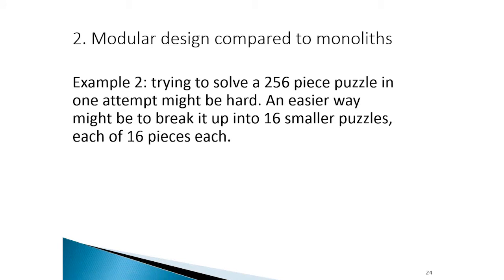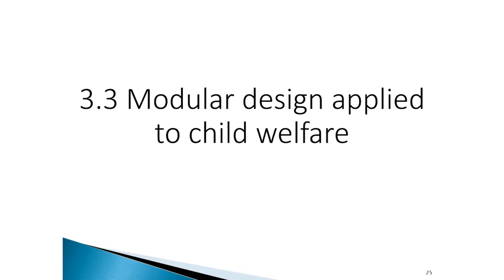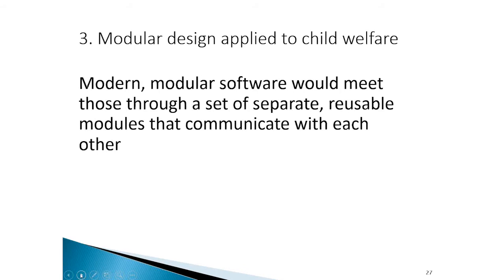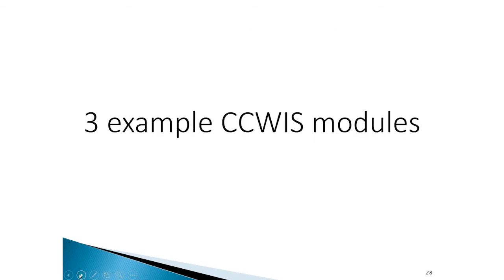So if we move on to the next slide, 3.3, modular design applied to child welfare. A modern automated child welfare information system should meet all the needs of children, families, caseworkers, and managers to ensure the safety and well-being of at-risk children. Modern modular software would meet those needs through a set of separate reusable modules that communicate with each other. So I can take you through 3 example CCWIS modules next.